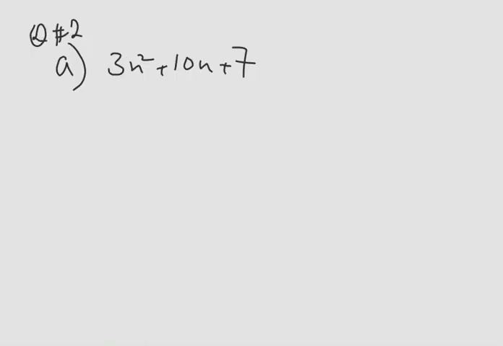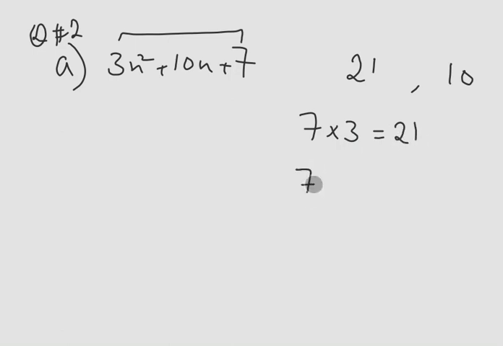Now question number 2: factorize each of the following expressions completely. Part A is 3n square plus 10n plus 7. We have the same method: 7 multiplied by 3 is 21, and the middle term is plus 10. So find two numbers whose product is 21 and whose sum is 10. The numbers are 7 and 3, since 7 multiplied by 3 is 21 and 7 plus 3 is 10. As we need positive numbers, because 10 is positive, the numbers are 7 and 3. So we will split 10 into 7 and 3.